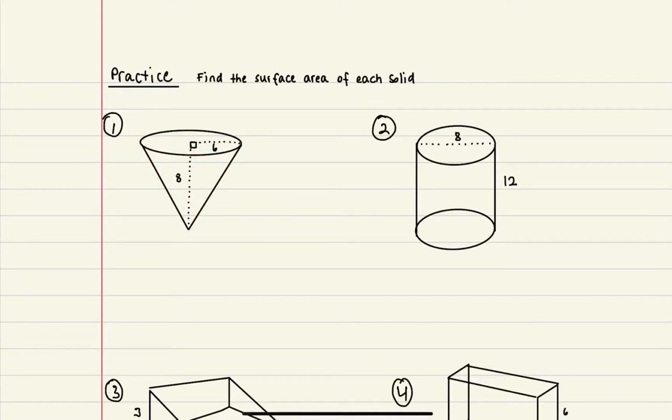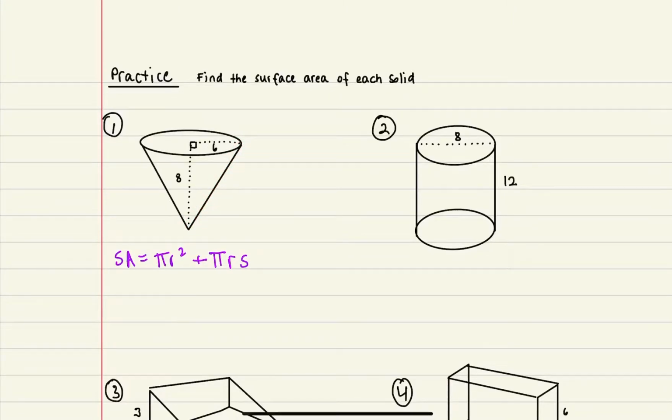Okay, so the formula for the surface area of a cone is the area of the base, which is a circle, plus this lateral area, which can be calculated by multiplying pi times r times s, and s represents the slant height.